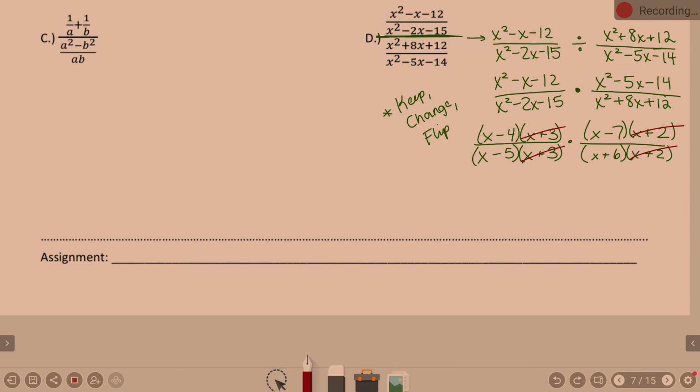Do you remember how to express this? This goes back to last lesson. To multiply them together, just multiply them into the same fraction. We're not actually going to multiply them. We're going to leave them factored. But x minus 4 times x minus 7 over x minus 5 times x plus 6.